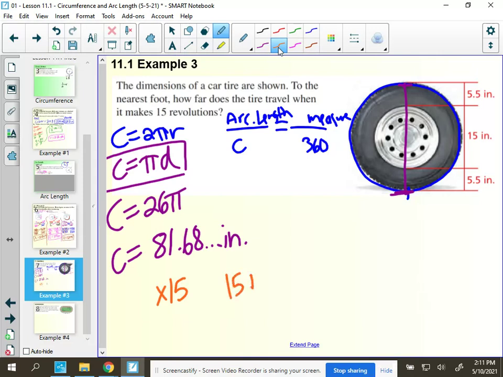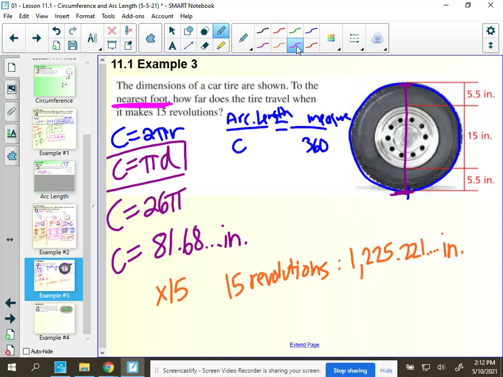So 15 revolutions of this particular tire with a diameter of 26 inches travels 1,225.221. Again, I haven't cleared my calculator. I just pushed times 15. This is maybe the trickier part of this one. Let's put my units on there. That's 1,225.22 inches. And what was it asking about? To the nearest foot. So that maybe is a little mean right there.